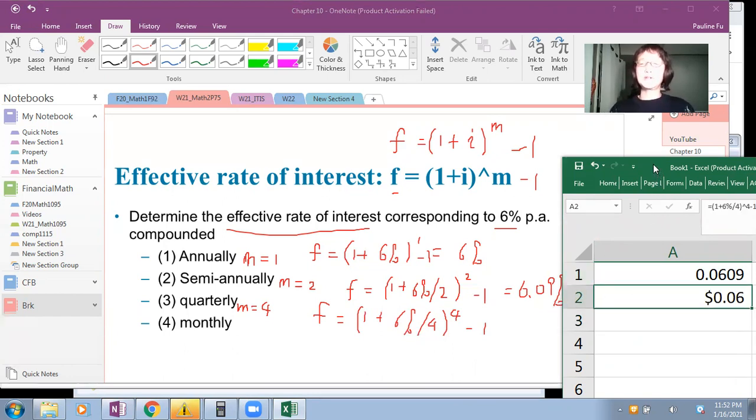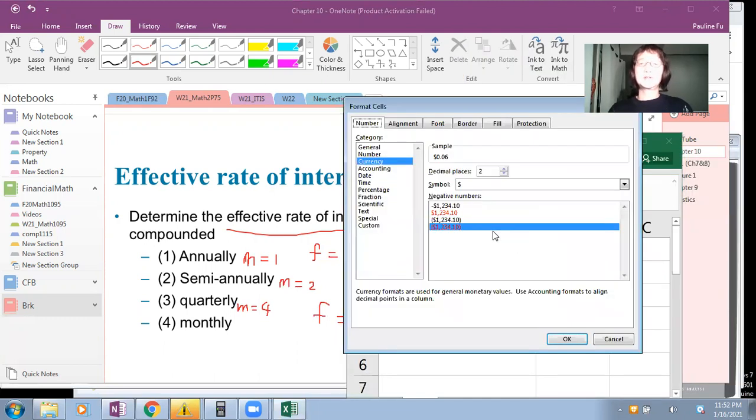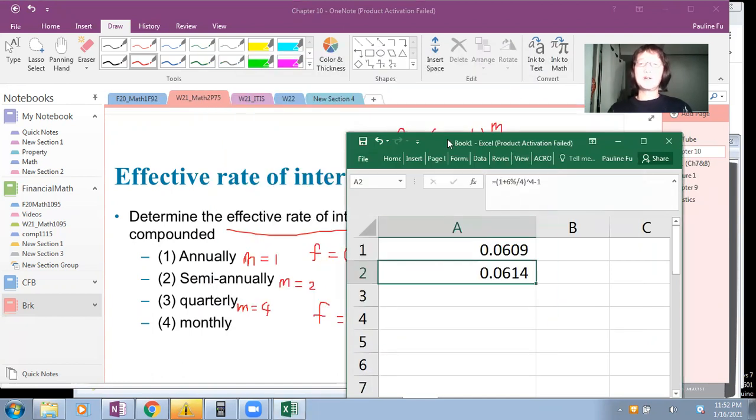Maybe I will try to increase decimal place, change the format of this cell. So it should be number, 2 decimal place, maybe 4 decimal place. So this is 6.14%.